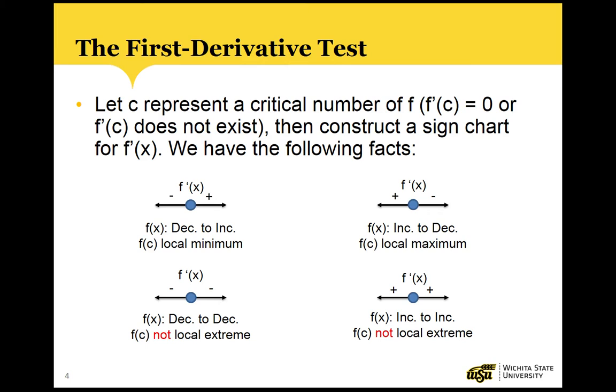If it is the case that the function switches from increasing to decreasing, whereas we have f prime switching from being positive to being negative, we see that f of c is a local maximum. But in the bottom two examples, the function is either decreasing the entire time or increasing the entire time, which prevents f of c from being a local extreme.